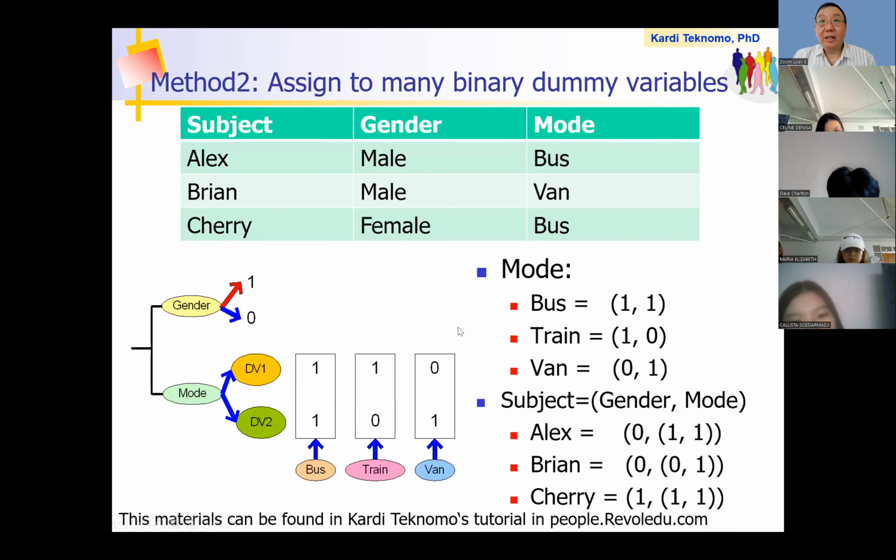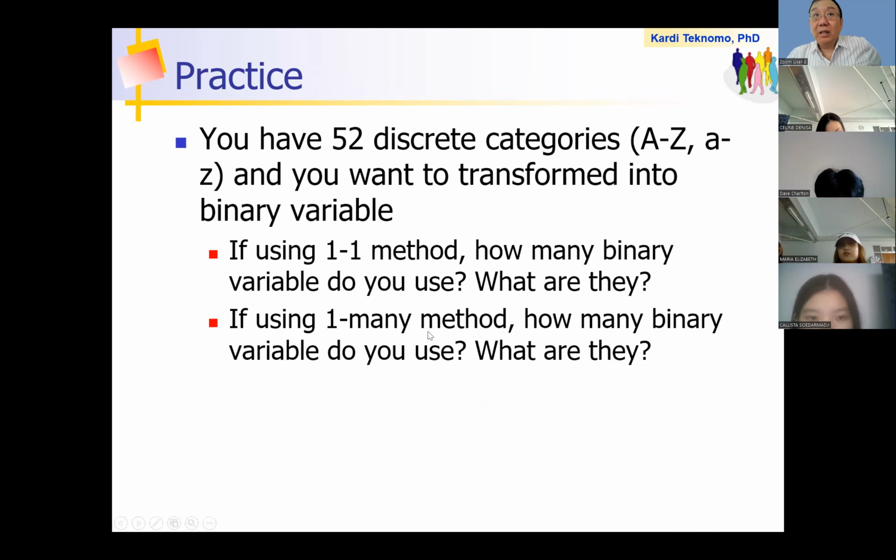So in that case, when you have 2 variables, gender and mode, this is the way to set the dummy binary variables. Is this clear? So I'll give you another practice so that you will see. Suppose you have a discrete set, you know, the bridge deck has 52 cards, right?